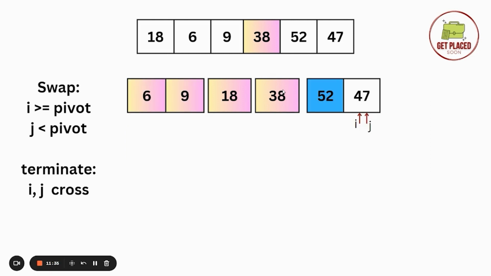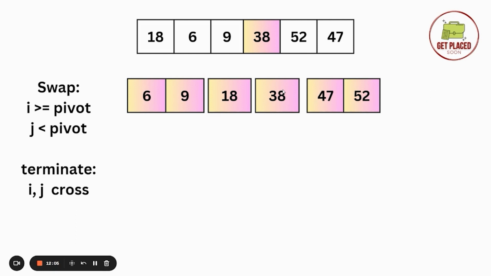So consider 52 as pivot element and consider the I and j pointers as 47 itself. Now starting the quicksort. Is I greater than or equal to pivot? Is 47 greater than or equal to 52? No. So increment I pointer. So jth index is less than ith index. So swap. When there are only two elements, swapping will be easy, 47 and 52.